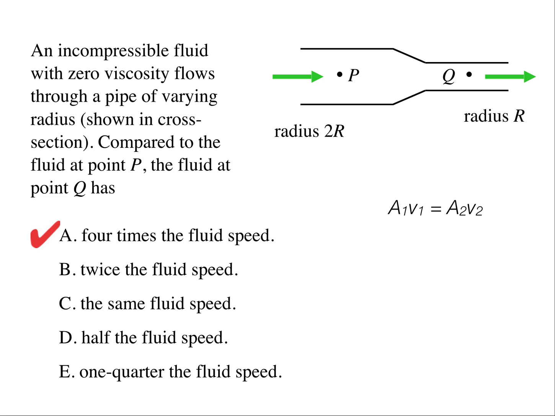The radius of the pipe is getting half as big, but the fluid speed is getting 4 times bigger. I think a lot of people commonly select B for this answer, because you're thinking the radius is getting half as big, that means the velocity has to get twice as big to keep the flow rate the same. But remember, this is area in this equation, not radius, and area depends on radius squared. So if I'm making the radius half as big, I have to square that. So this becomes 1/4 the area, so the velocity has to be 4 times larger. So that's it for this video.